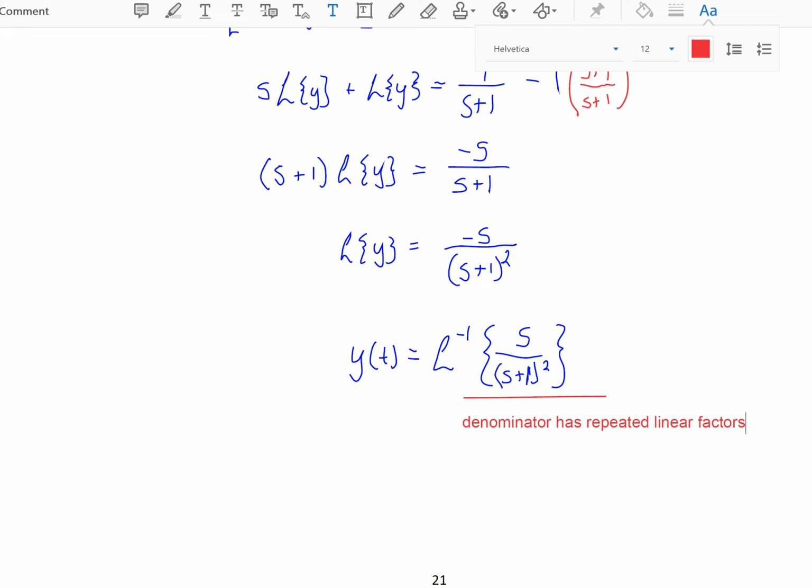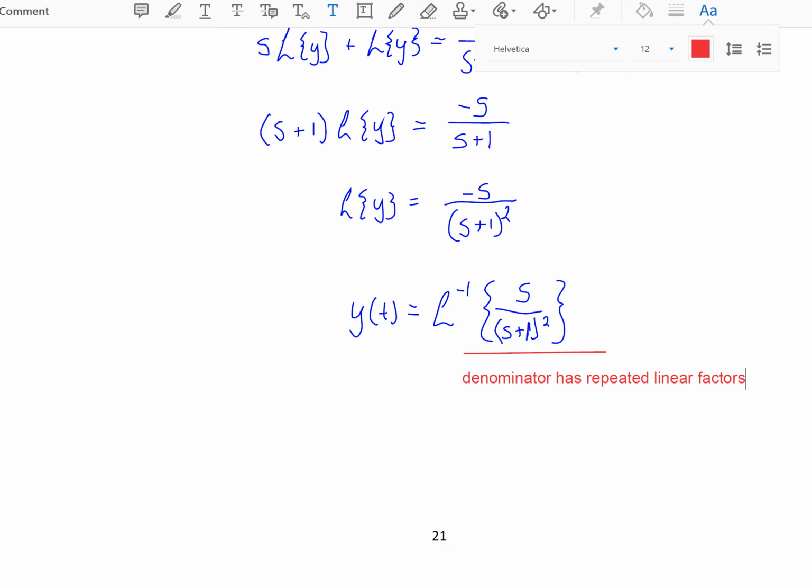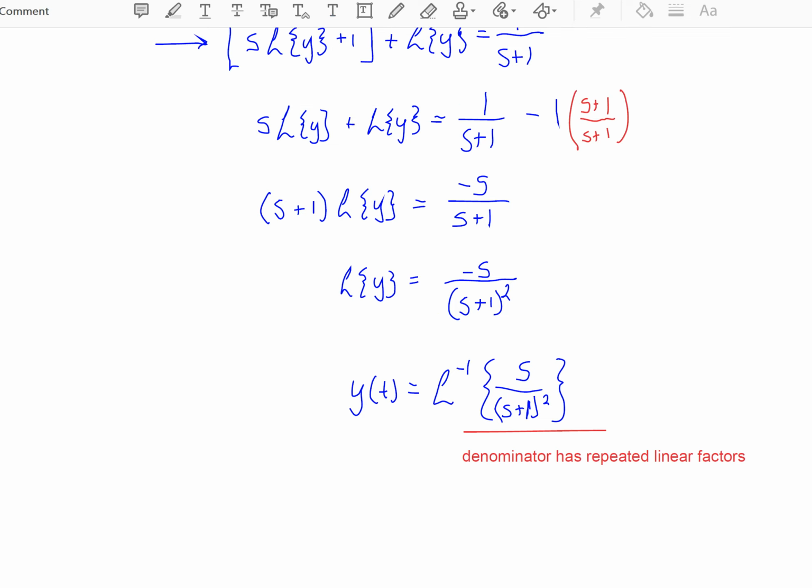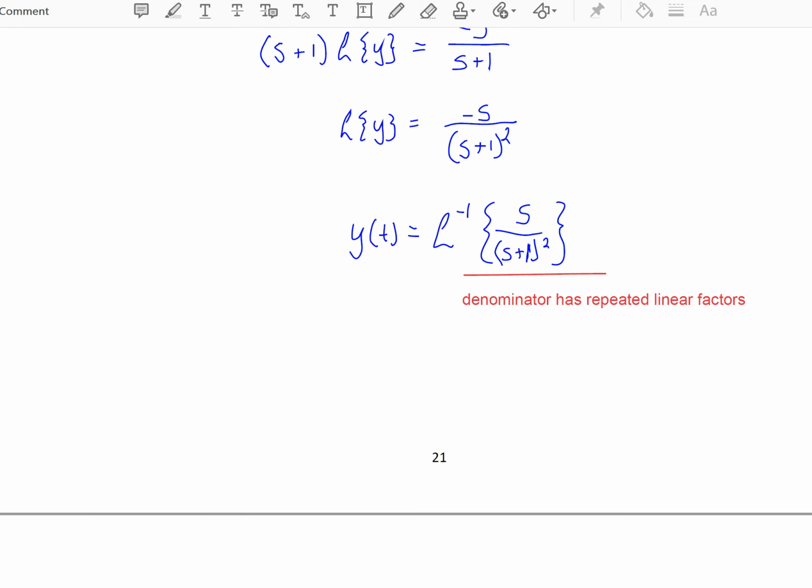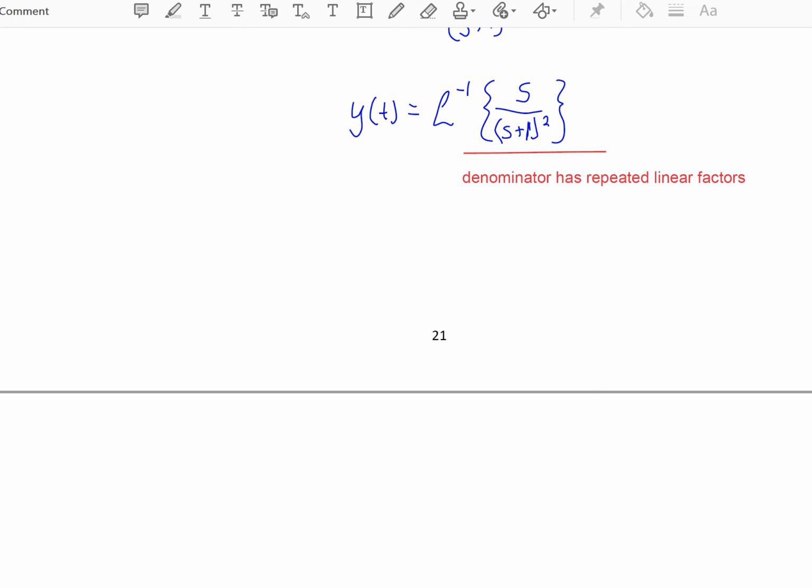Wait, we don't have partial fraction decomposition here. It's just... Well, let's think about how to do this. Maybe there's more than one way we can do this. No, we have to do partial fractions. We do. Okay, so we need to remember how to do partial fraction decomposition when our denominator has repeated linear factors. Okay, let's see how we do this. So let's label first. We'll do our partial fraction technique.